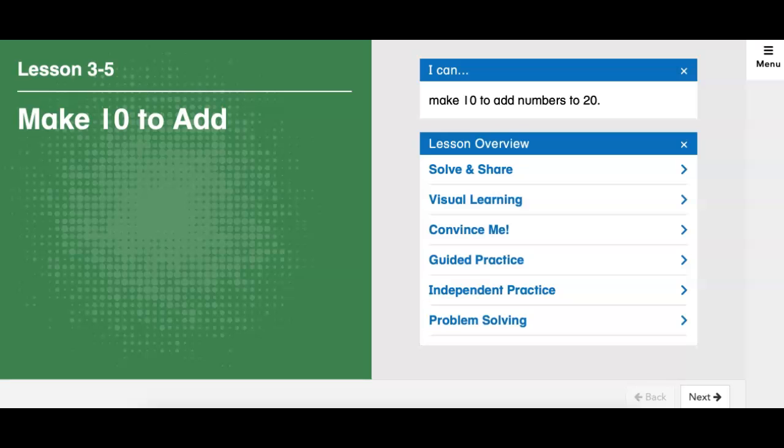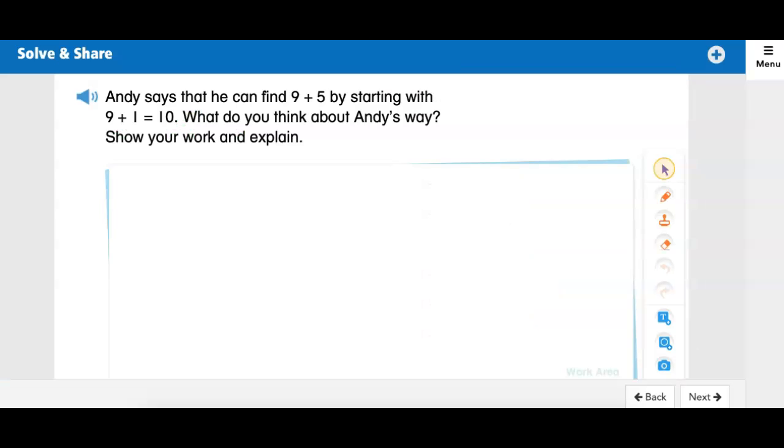So let's get started. In our Envisions Volume 1 workbook, we are going to be beginning Lesson 5 on page 125. If you need to pause the video in order to get your notebook and open to page 125, please go ahead and pause the video. If you have your workbook open and you are on page 125, let's get started with our solve and share.